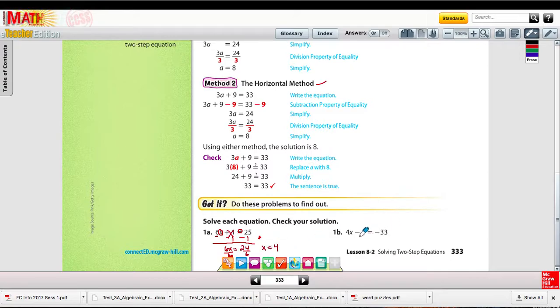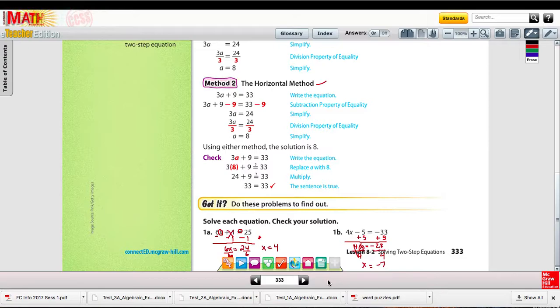For 1b, same thing. We're going to get rid of that constant there, that 5, actually negative 5, by adding 5. As long as we add 5 to the negative 33, leaving us with 4x equals negative 28. And then we're going to isolate that variable x by dividing by the coefficient 4. 4 divided by 4 is 1, leaving x by itself. And then we divide by 4 on the right-hand side. Negative 28 divided by 4 is negative 7.